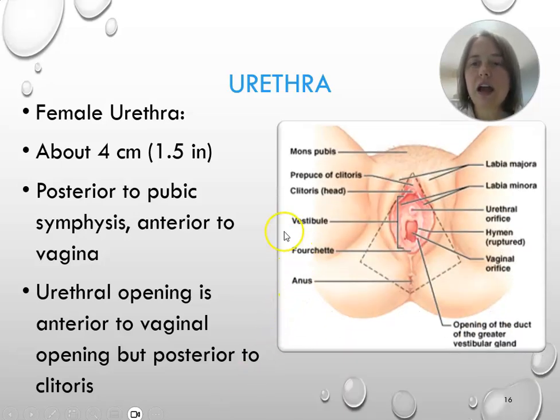So we'll take a look at the external orifice, the openings. So we have the vaginal opening here, and then moving anterior up towards the belly, there's the urethral opening. So that's where urine comes out. Again, females don't pee out of their vaginas. Vagina, urethra, and the urethra is anterior to the vagina, but posterior or below the clitoris.